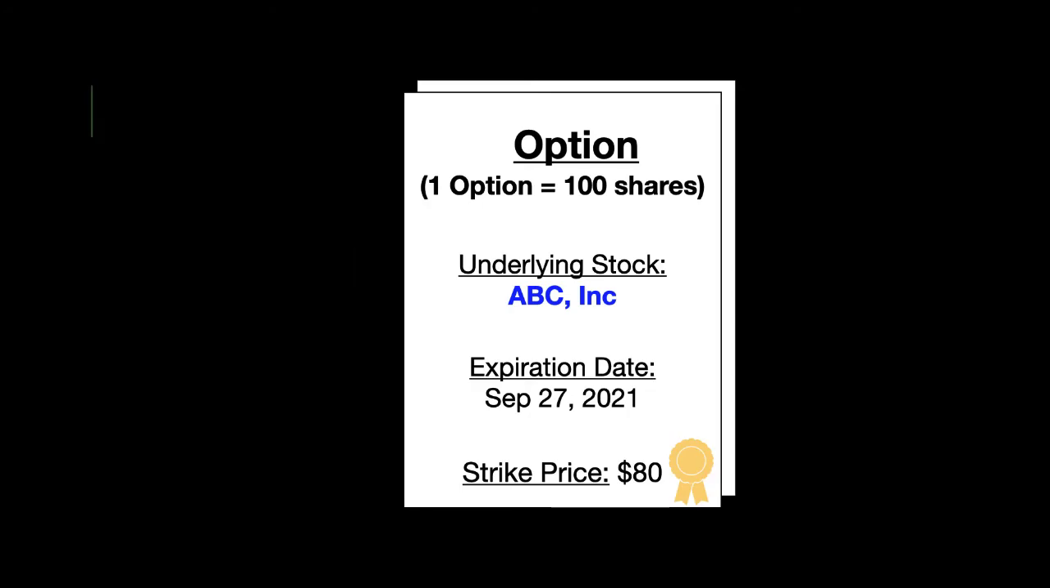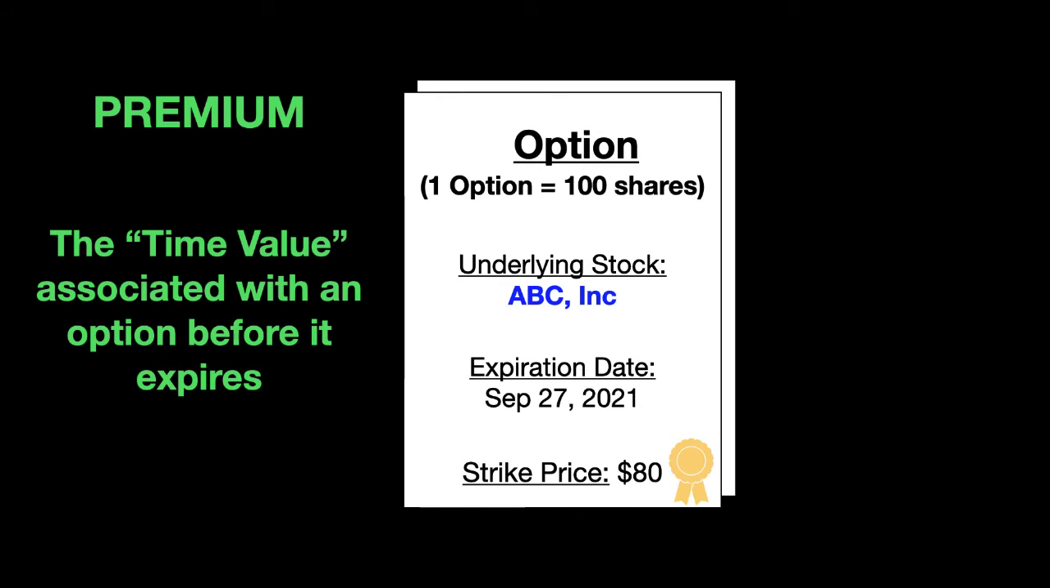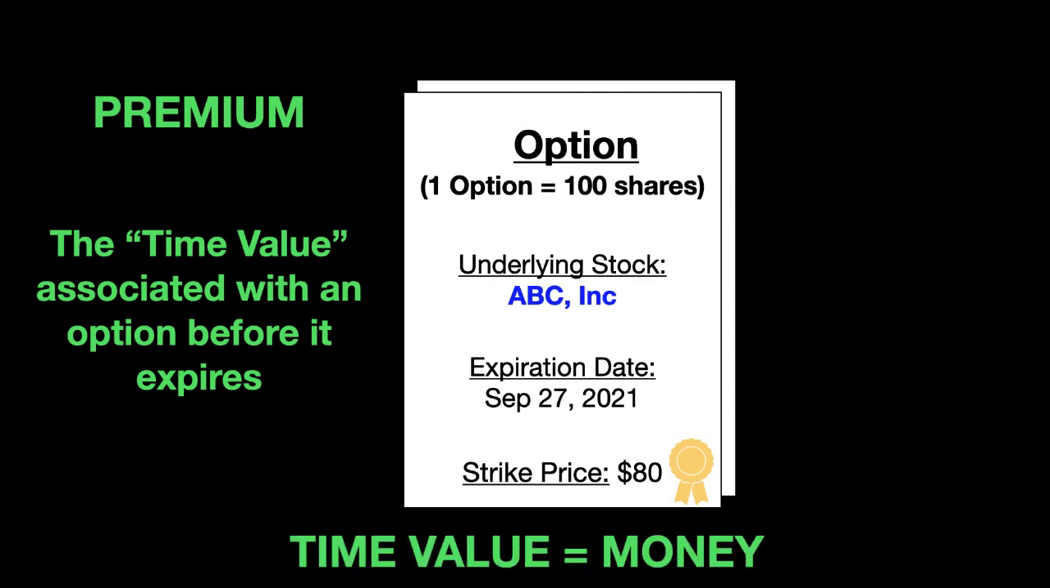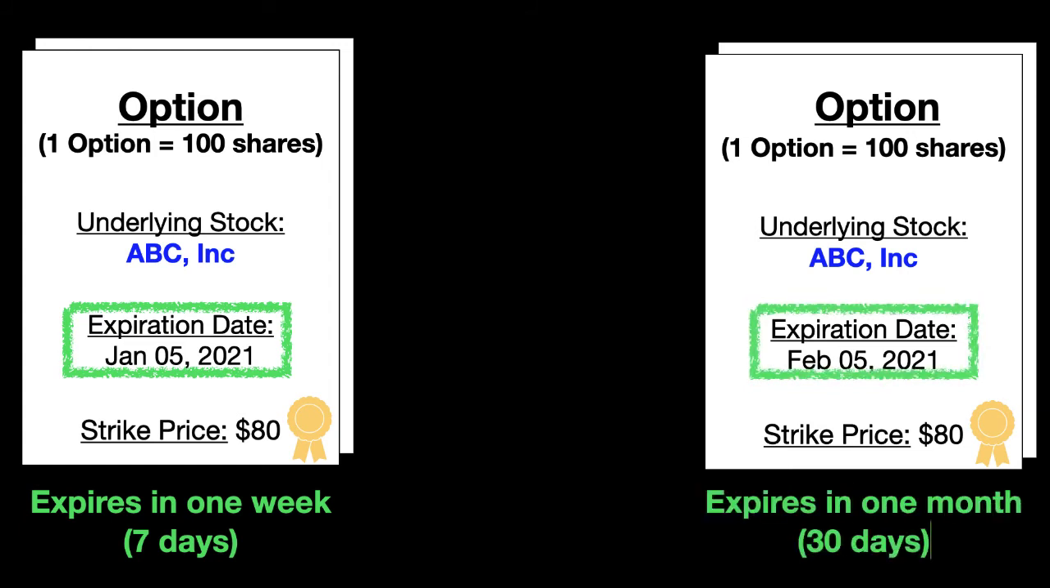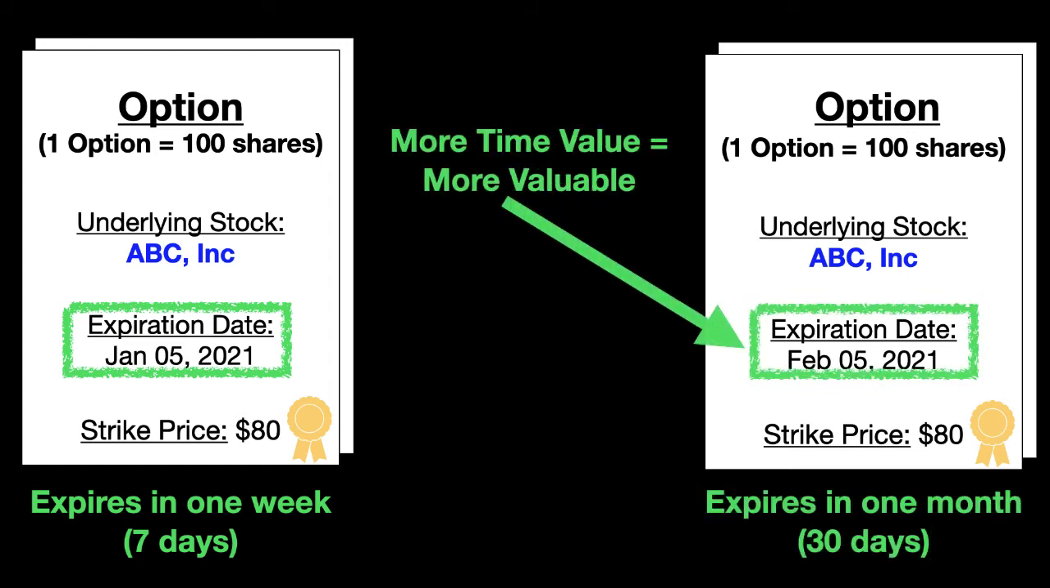The next term is premium. When we're talking about stock options, the premium is the time value that is placed on a stock option before it expires. So when you're trading stock options, the more time value that there is, the more valuable it is. So when you think time value, think money. The closer to the expiration date, the option contract actually gets reduced in value. For example, if a stock option has 30 days before it expires, it's worth more than that same stock option that expires in a week. So the more time value there is, the more money it's worth.